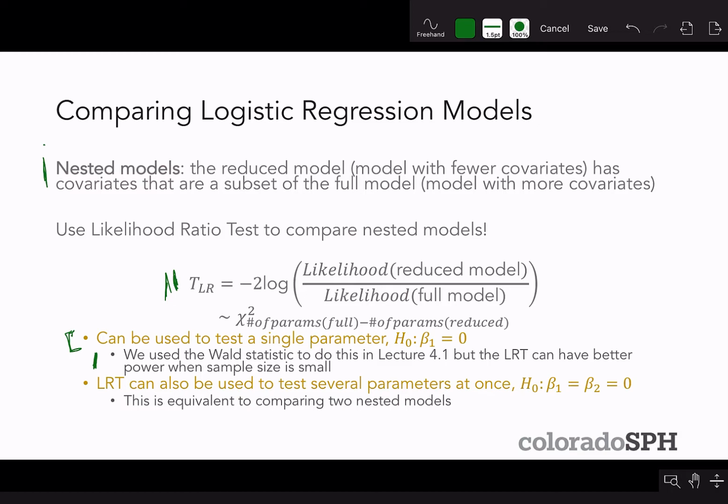However, one thing that you can do for the likelihood ratio test that you can't do with the Wald test is you can use it to test several parameters at once. For example, beta 1 equals beta 2 and both equal to 0. And using the likelihood ratio test to test several parameters like this is equivalent to comparing two nested models.